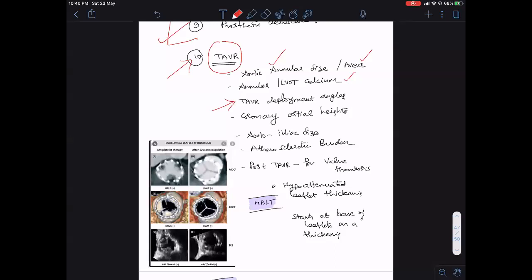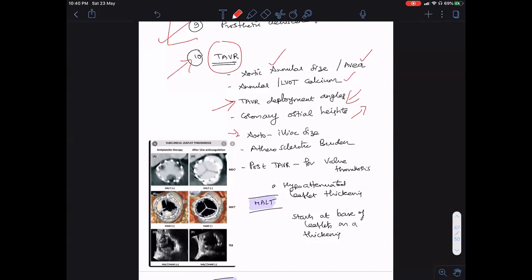Based on a CT, we can come to a conclusion on the deployment angles, that is, what projection ideally gives a good angle to deploy. There are a lot of methods which people use fluoroscopically, things like the lucent line, etc. But even better than that, CT can give a very good projection angle. And in fact, it's a standard of care even now. Coronary ostial heights, as we all know, are very important prior to implantation. This can only be obtained by doing a CT.